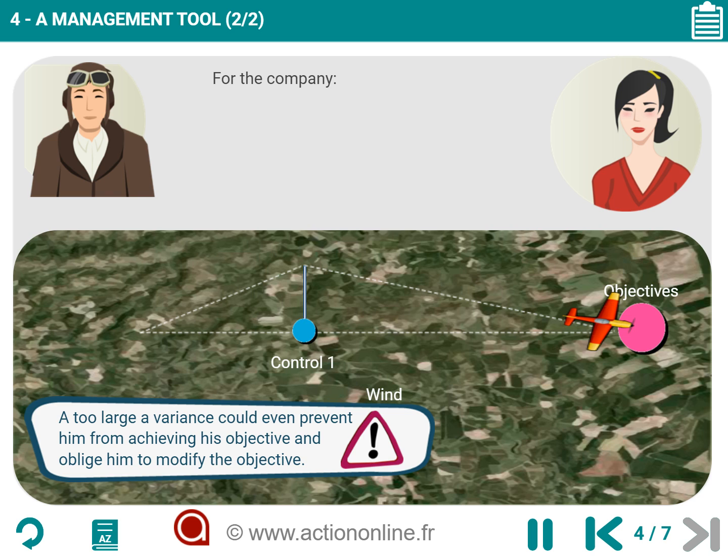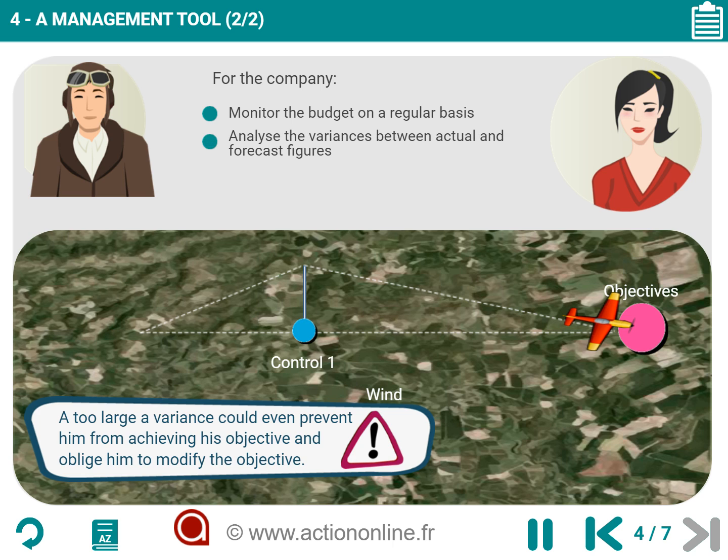The same is true for the company. Monitor the budget on a regular basis. Analyze the variances between actual and forecast figures. Implement corrective actions. And revise the objectives if required. These steps are necessary for a successful budget management process.